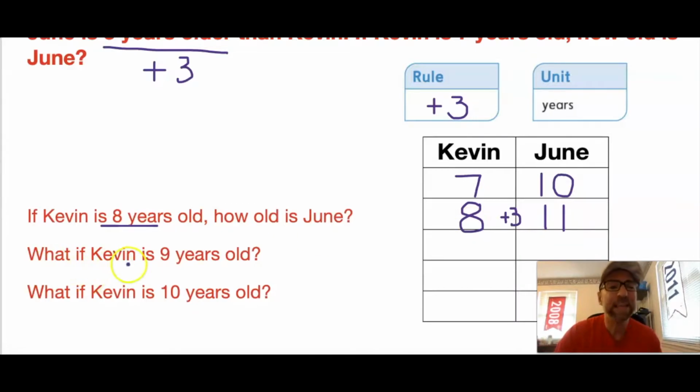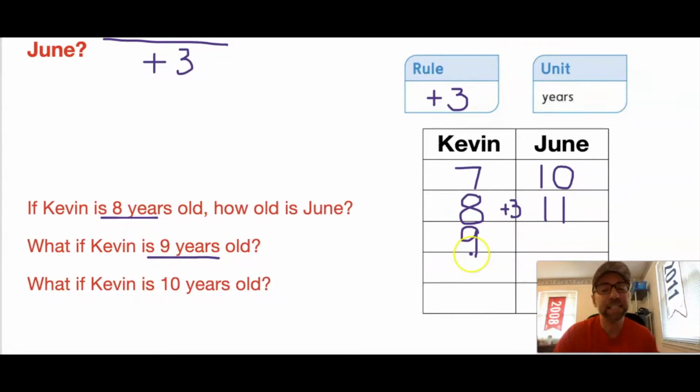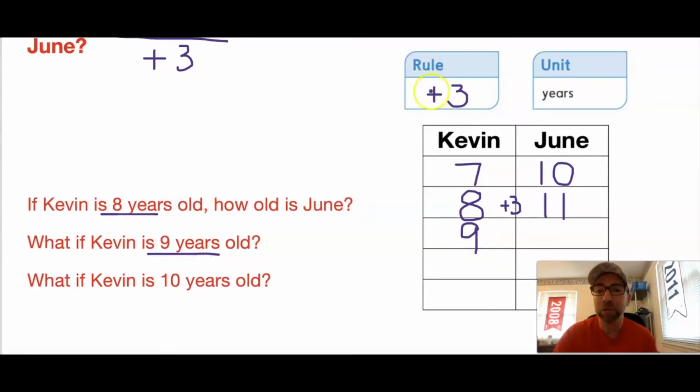Well, what if Kevin is 9 years old? So I'm going to write my 9 for Kevin. If Kevin is 9, then I know I have to follow the rule. Add 3 to Kevin's age. And then I will get June's age. 9, 10, 11, 12. 9 plus 3 is 12. So June would be 12.